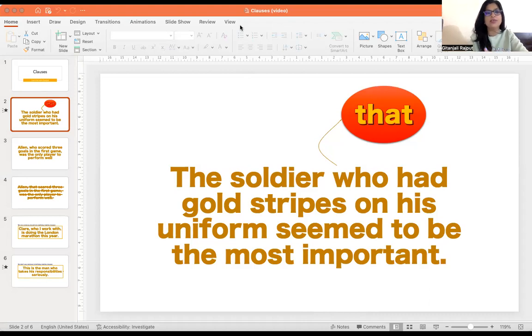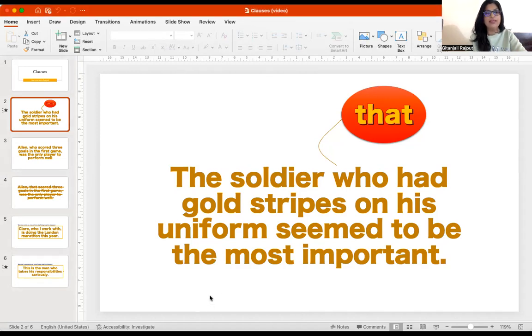Today we are going to learn about the differences between defining relative clauses and non-defining relative clauses. The first thing we need to know is defining relative clauses give essential information about someone or something. It is the information that we need in order to understand what or who is being referred to.